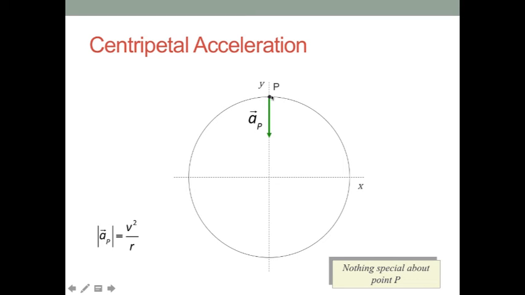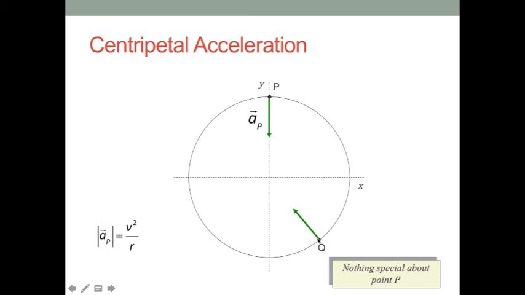So this acceleration is towards the center, and its magnitude is v squared over r. So this is what our result is. At point P, the acceleration is a centripetal one. It's straight down, and its magnitude is v squared over r. But note, this is a circle. There is nothing special about point P. We could have done it around another point, which we could call Q, down over here.